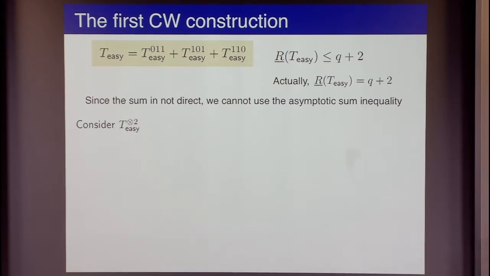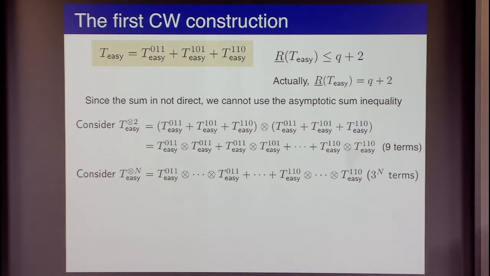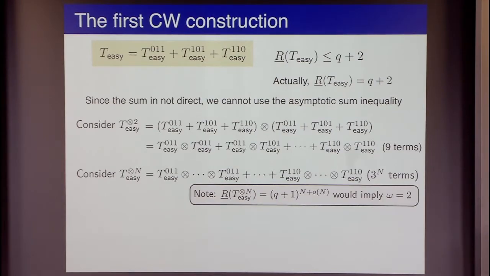Okay, but the essence of the laser method is to consider higher powers of this tensor. So for example, consider the power 2. So the power 2 is the sum of 9 terms. More generally, you can consider power n. It will be the sum of 3 to the n terms. And I can mention it's really related to the talk by Chris.